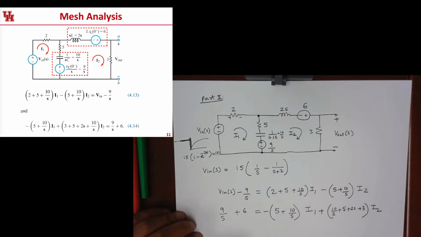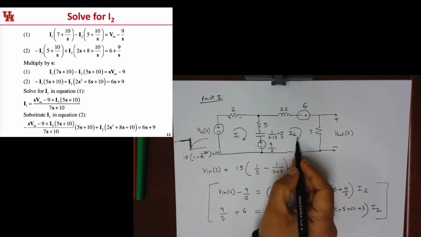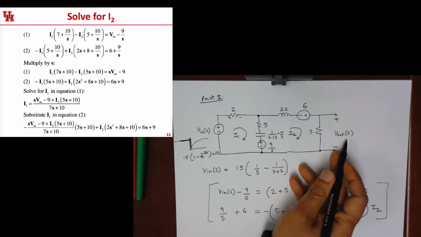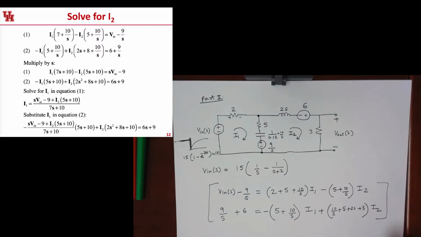All right, so now we have a pair of simultaneous linear equations that need to be solved in order to calculate the currents. First of all, let me go over the messy version of the solution on the slide. Remember, we are only interested in solving for the current I2, because 3 times I2 is going to be the output voltage. That's all we need. We don't need to explicitly solve for I1.